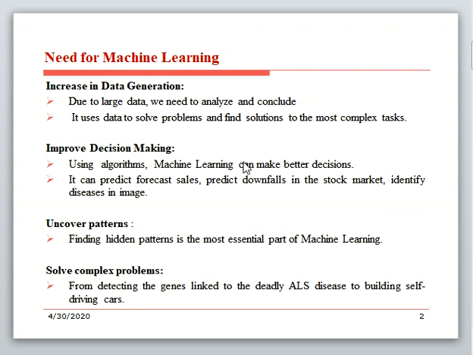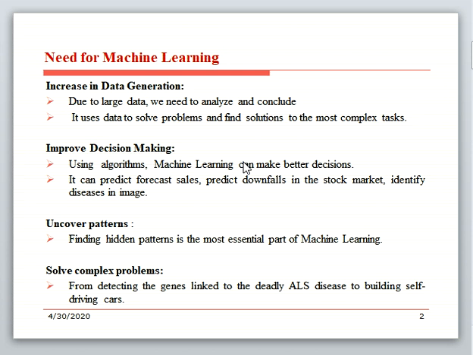As we know, machine learning is a recently growing technology which is widely used in artificial intelligence. First we should know why we need machine learning. The first and foremost reason is the increase in data generation. Whenever we want to access a large amount of data, we can analyze it with the help of machine learning. Machine learning can solve complex tasks at a faster rate. That is the main advantage. The second reason is that it can improve the decision making process.